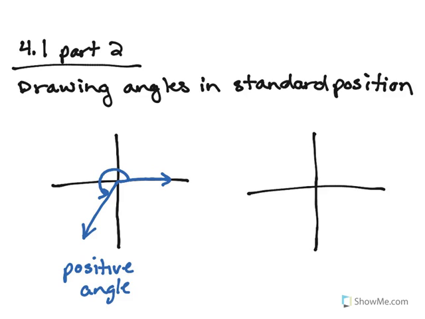And I can draw the exact same angle, or the same initial side and terminal side. But if I draw my arrow orienting it in a clockwise way, that would be a negative angle.